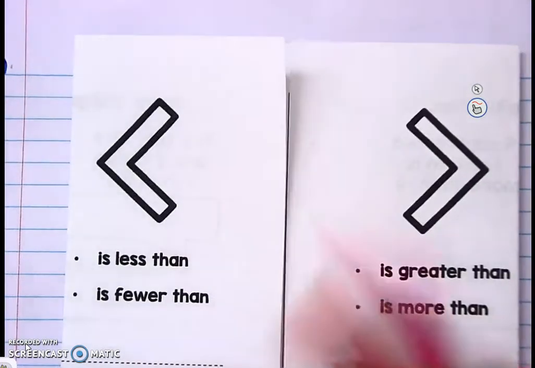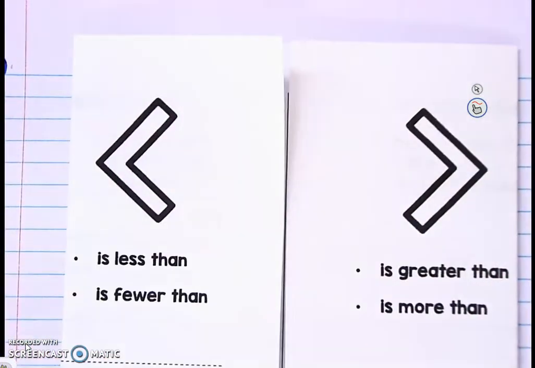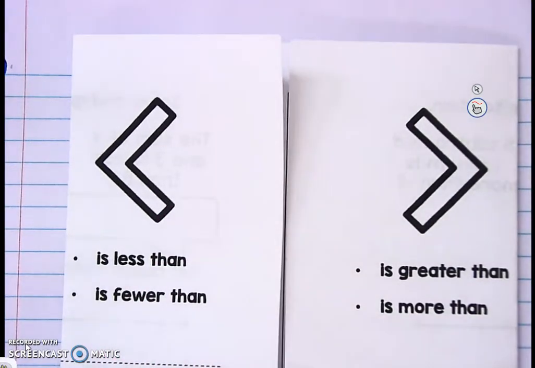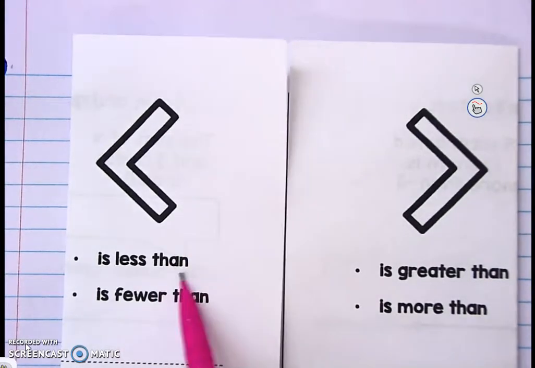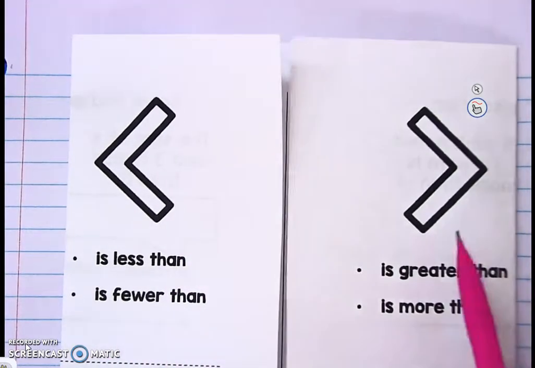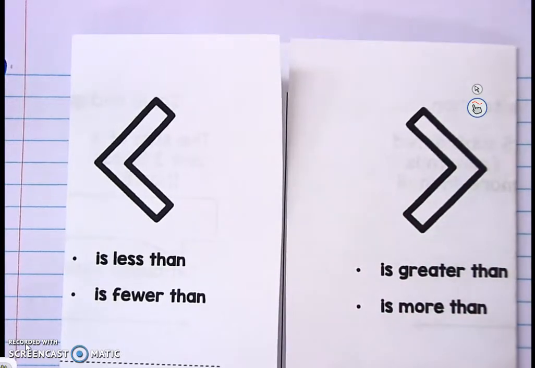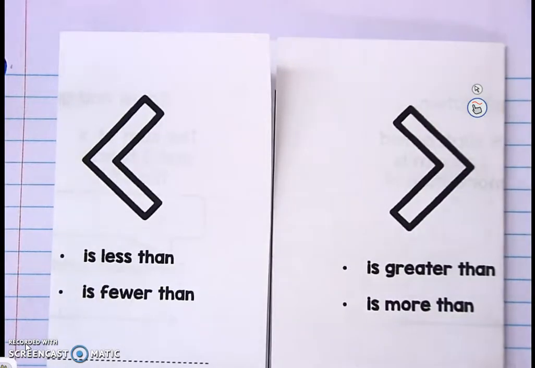All right, so first off, we're going to take a look at these two signs. Here is the less than sign for this one, and another way of saying it is fewer than. So we say less than or fewer than. This sign here is the greater than sign. It's greater than or more than. It's another way of saying it. So either way you see it, it could mean the same thing.